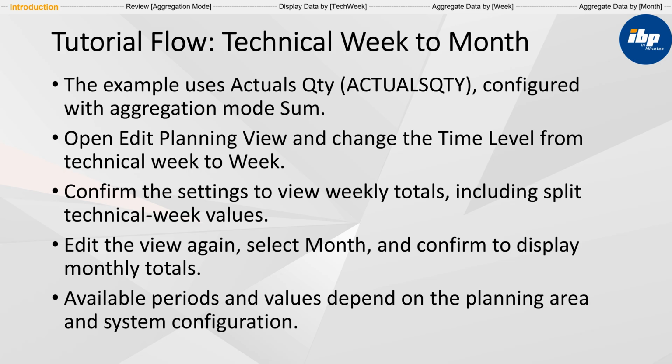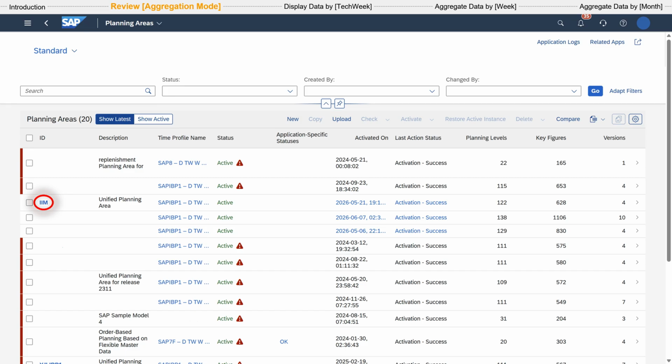Now, the tutorial flow is introduced. In this example, the key figure is Actuals Qty or ACTUALSQTY, configured with aggregation mode sum. The planning view will first display technical week data, then aggregate the same data to week, and finally aggregate it to month. Before working in Excel, the planning model is reviewed in the SAP IBP web application.